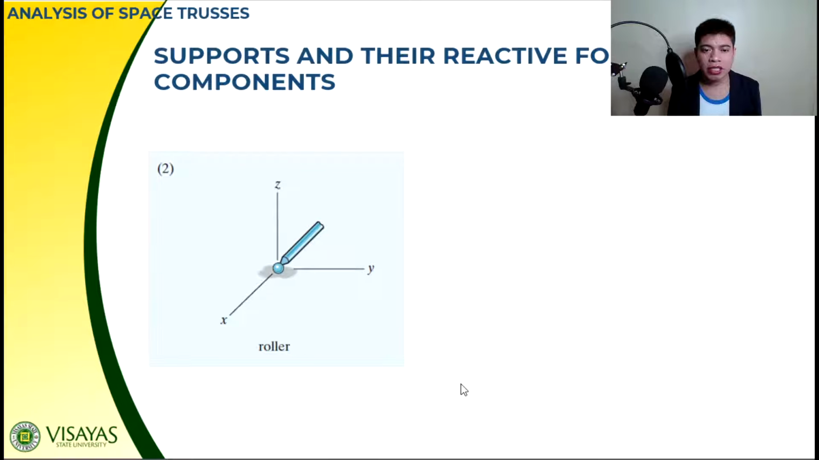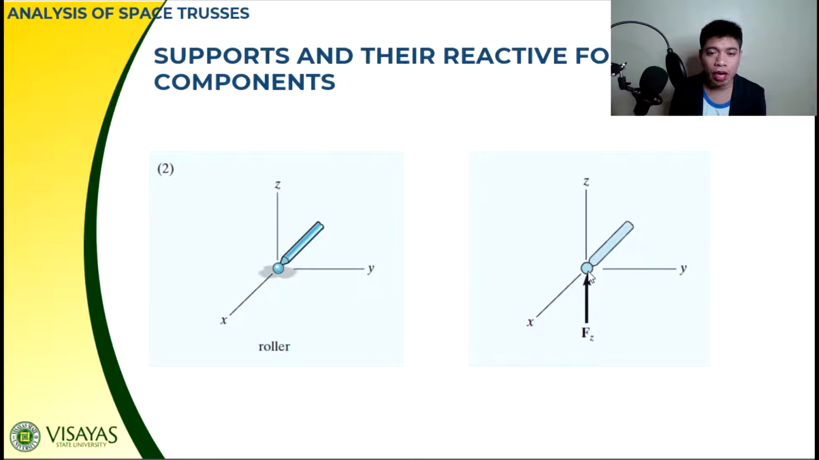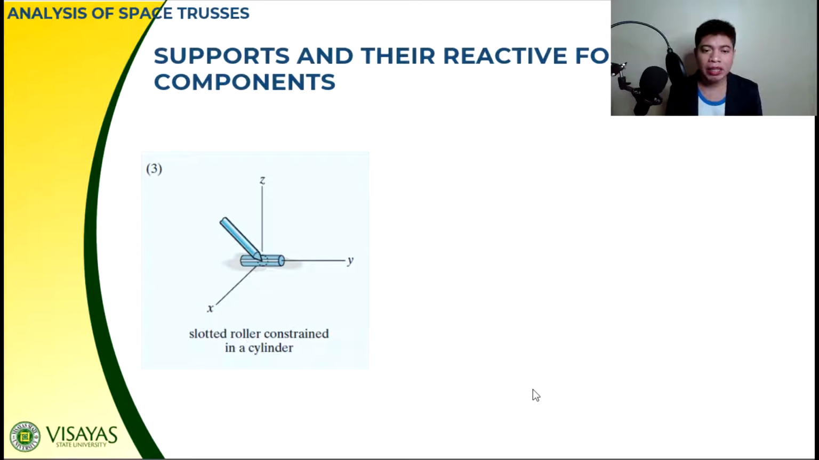So, ayun. Okay, so dito tayo sa pangalawa, guys. So, meron din tayo tinatawag na roller dito. Okay? So, katulad lamang ng roller ng 2-dimensional, same lamang sila, no? Isa lamang din yung ating reaction. That is, sa case na to, yung roller ay pwedeng gumalaw sa y direction, sa x direction, and pwedeng mag-rotate about any axis, pero hindi siya pwedeng gumalaw sa z-axis. So, hindi siya pwedeng umangat, di ba? Itong roller na ito, hindi siya pwedeng umangat. Okay? Then, meron tayong tinatawag na slotted roller constrained in a cylinder.